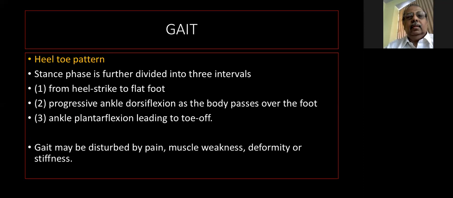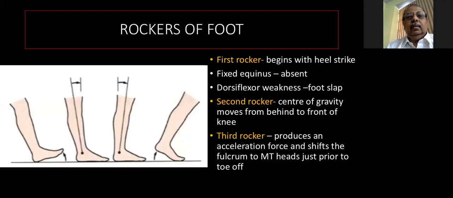The gait may be disturbed by pain, muscle weakness, deformity, or stiffness. Now, coming to the rockers of the foot, I have already said the first rocker begins with a heel strike. Suppose there is a fixed equinus deformity, the first rocker will be absent. And suppose there is a weakness of dorsiflexors, when the heel strikes the ground, the foot goes down with a slap, as in the case of a foot drop.